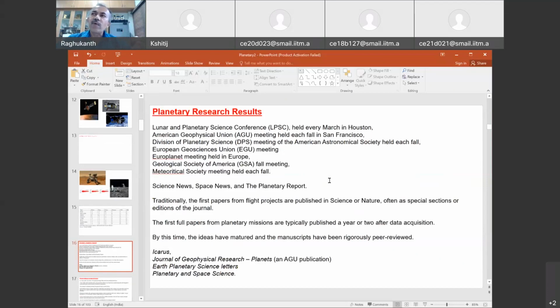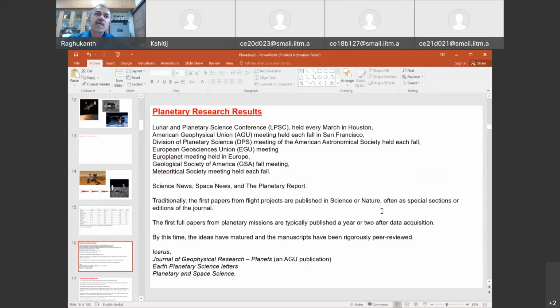Generally, whenever a mission has gone, the first papers will come in Science or Nature. There are special issues, and you can go to the website of Science or Nature. There was a special issue on the InSight mission, which I think went to Mars 2-3 years back. All the details are reported in these journals very quickly, within 6 or 7 months from the mission, after the successful landing of your rover or whatever.